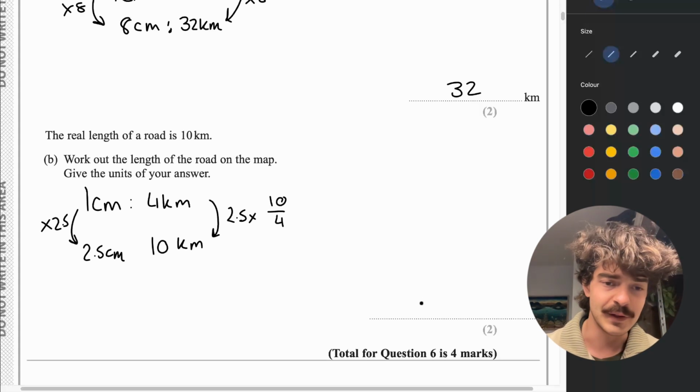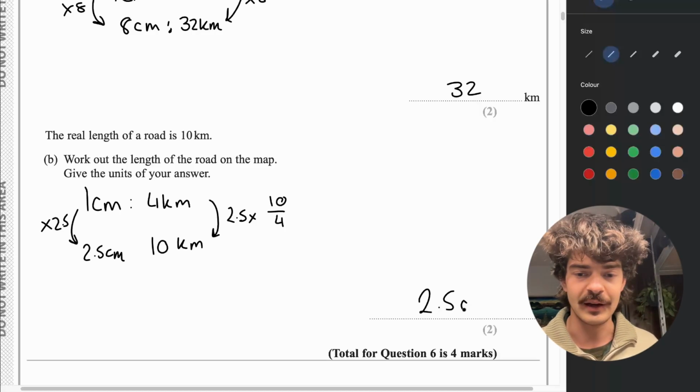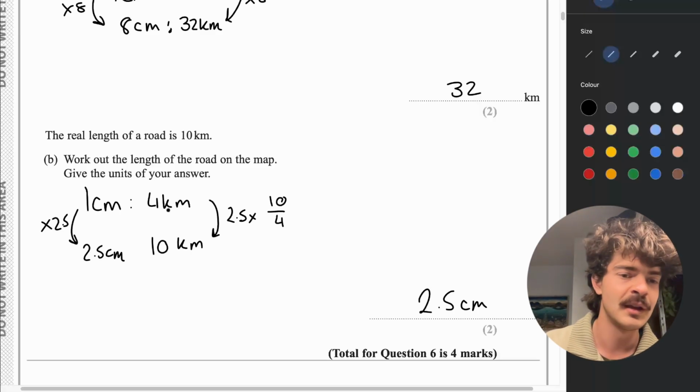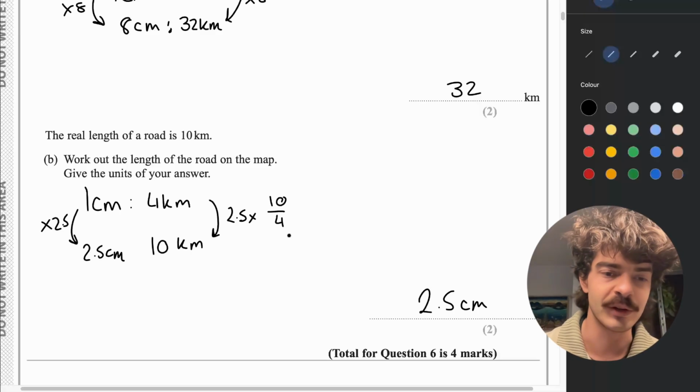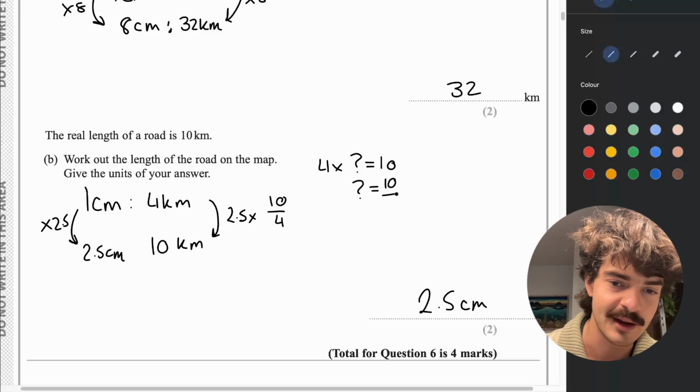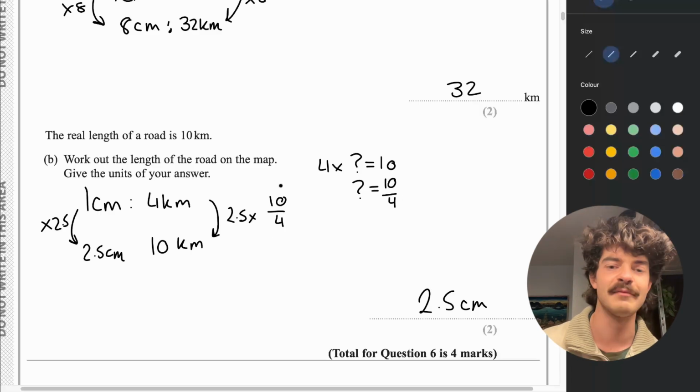And this one, you can do by just looking at it and hoping that it's okay and going, how many times do I have to multiply 4 by to get to 10? Maybe the half would get a little bit confusing. So you can sort of rearrange your equation going 4 multiplied by some unknown equals 10, meaning that your question mark is equal to 10 over 4. That's where this idea came from.